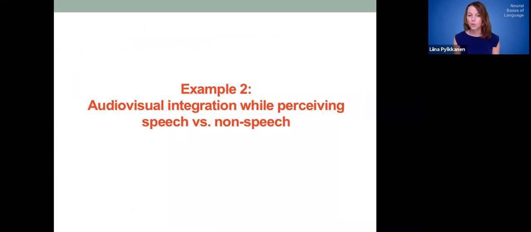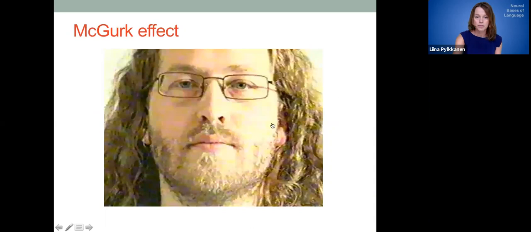Now we can of course also study more specific aspects of processing. The specific aspect I'm going to highlight has to do with audiovisual integration, which is a really, really important part of speech perception. To talk about this, we need to learn about the so-called McGurk effect.